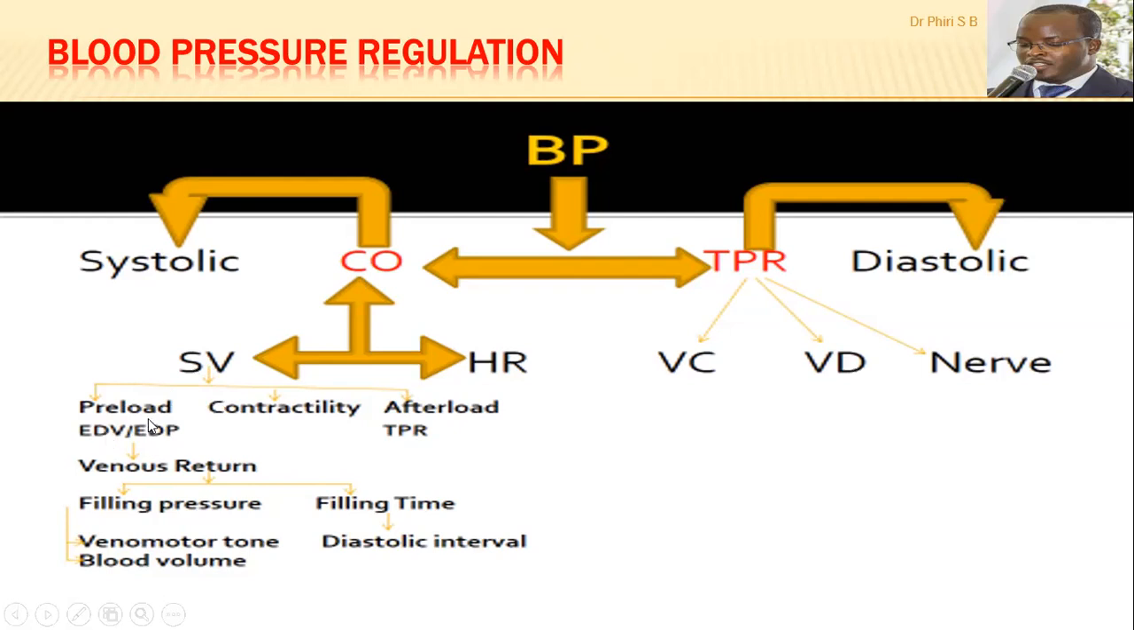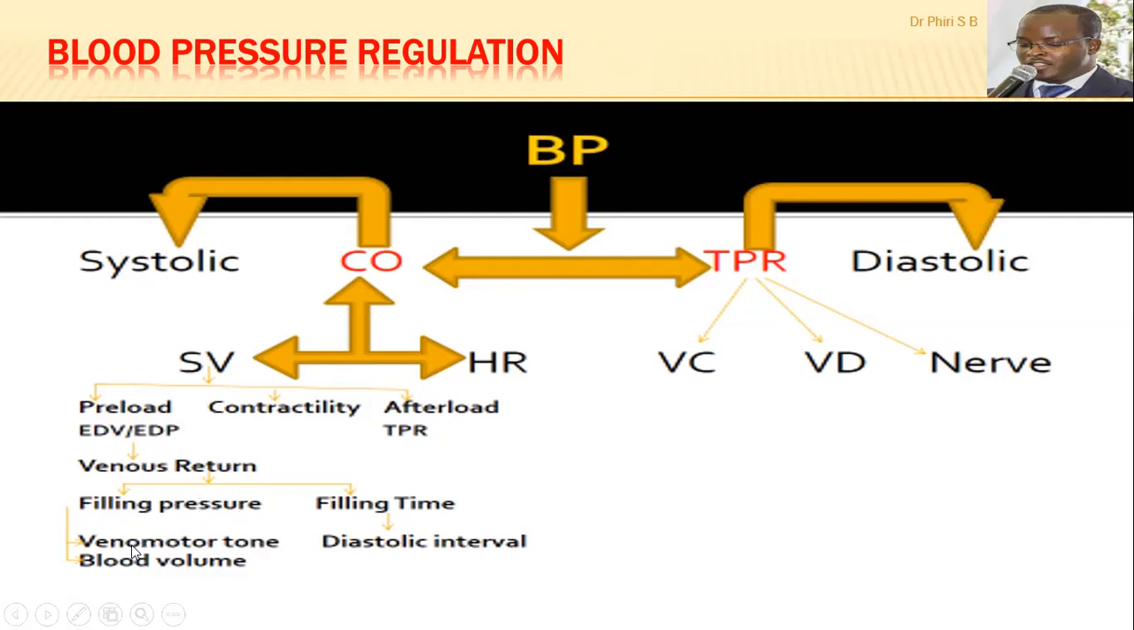And this preload is also affected by the venous return. So the venous return is the one that is going to give you the end diastolic volume. The venous return is also affected by other factors. You have the filling pressure, depending on how much blood is returning to the heart. So the venous return is affected by the filling pressure. Then the filling pressure is affected by the venomotor tone.